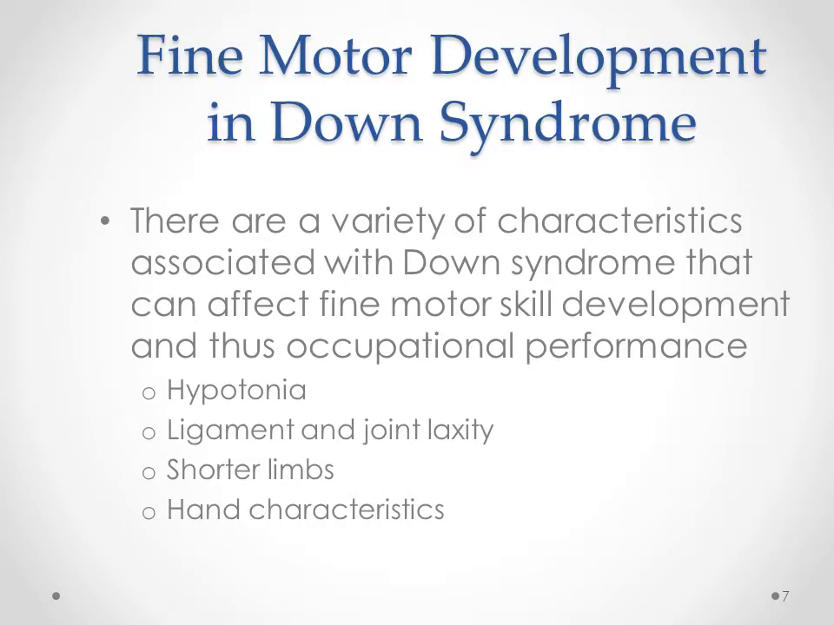Looking specifically, again, at fine motor development in Down syndrome, you may see some shorter limbs. You may see shorter, stubbier fingers and wider hands, and they don't have the creases in their hands. They may have that simian crease, which is only that single crease. So there's a wide variety of characteristics associated with Down syndrome that can affect fine motor skill development. And what do we use our hands for? We use our hands for everything, so of course it's going to impact their occupational performance.